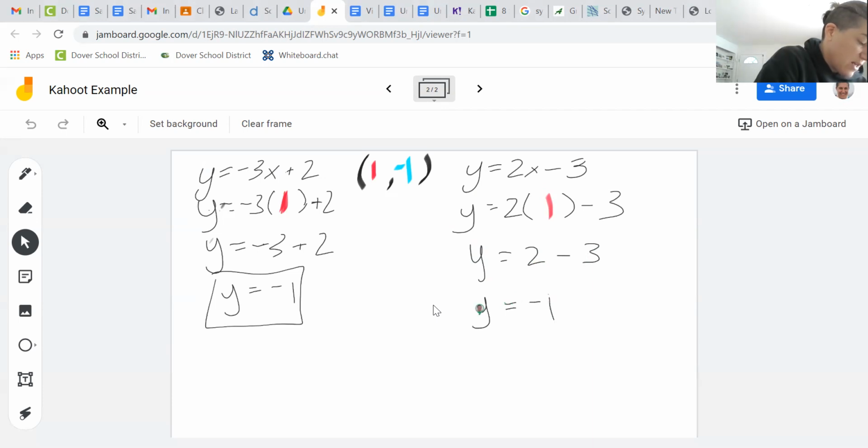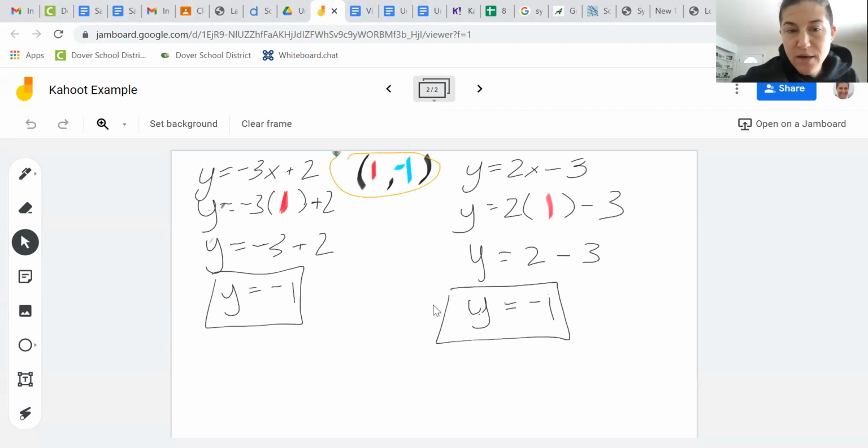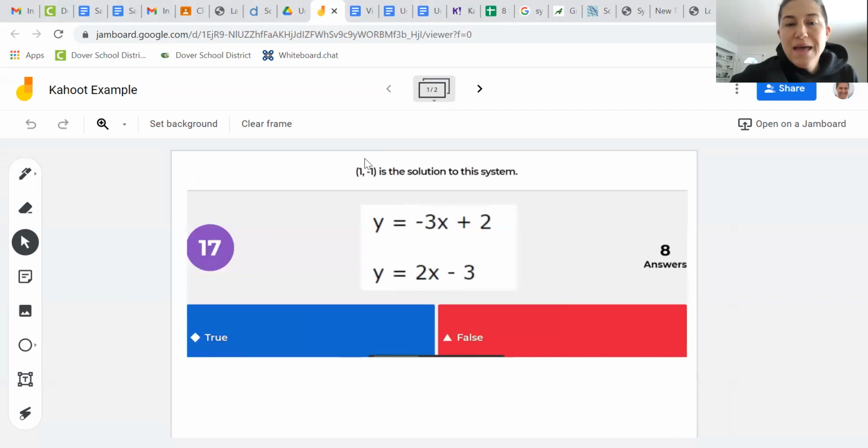And that is a good thing, my friends, because that, again, is the exact same thing we were given in our ordered pair up there. See, the question was, go back to the beginning. The question was, is 1 comma -1 a solution to the system? Another way to say that is, is 1 comma -1 an ordered pair that fits in both the equations?